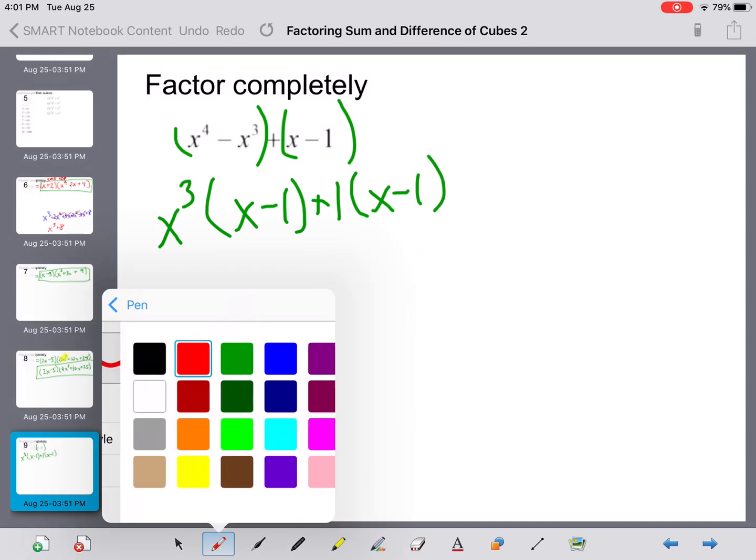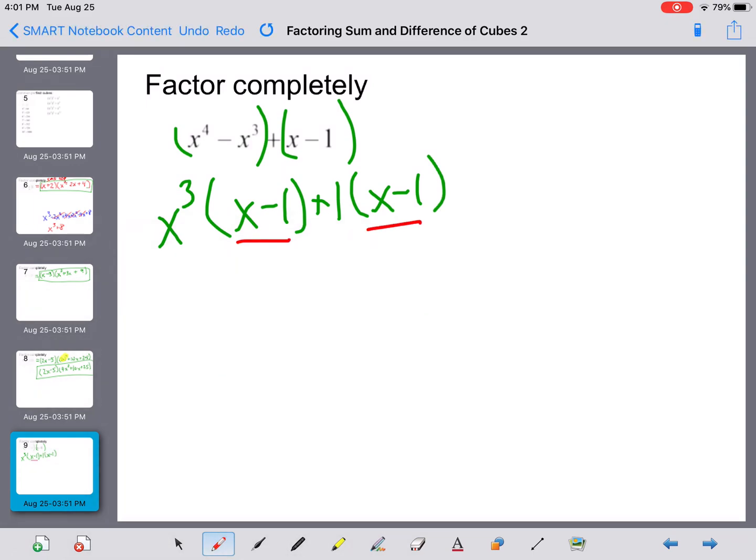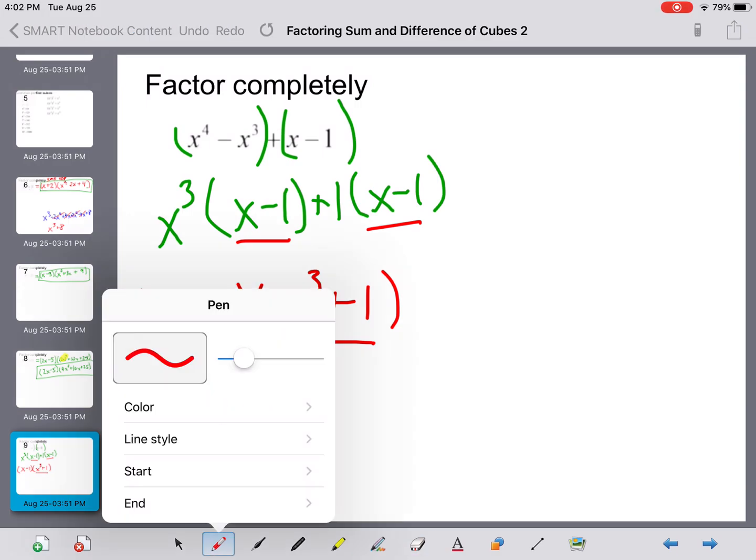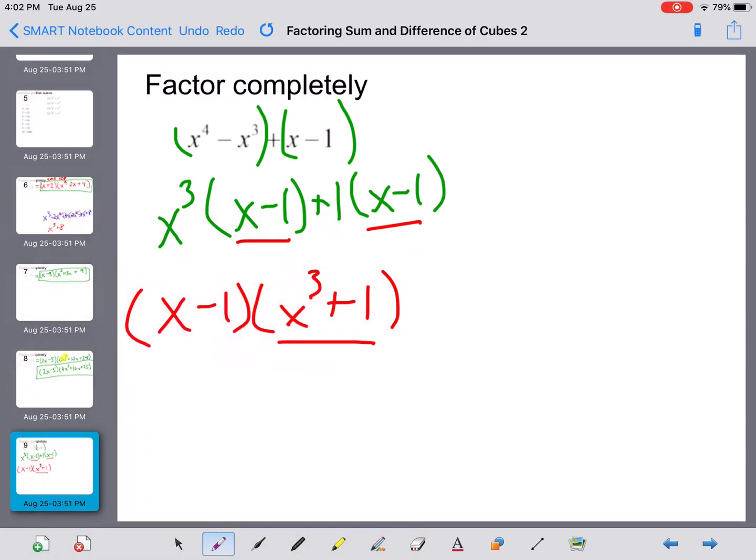Again, in order to factor by grouping, we must have the same parentheses. So we're going to take that out, and we're going to be left with x to the third plus 1. Now, normally we would say we're done, but we need to recognize that this is a sum of two perfect cubes because x to the third plus 1 is a sum of perfect cubes. So we're going to carry this x minus 1 down. I'll use a different color to distinguish. That's going to stay in the problem.